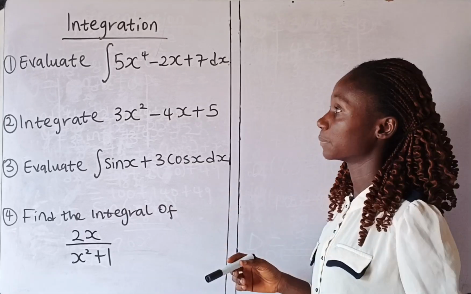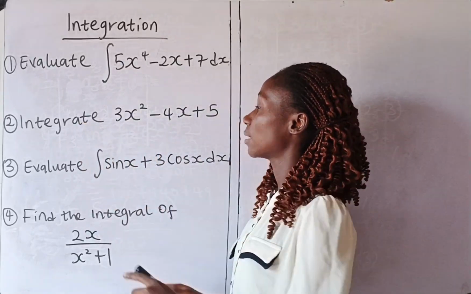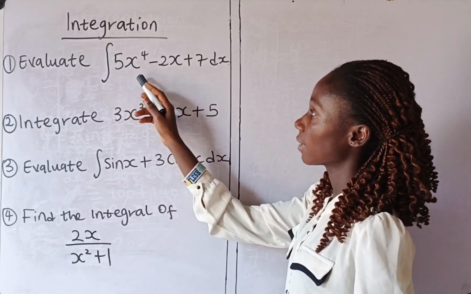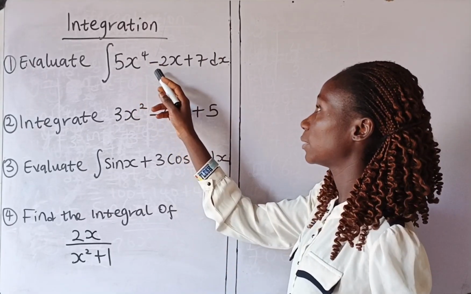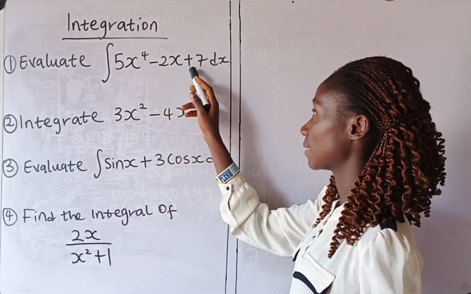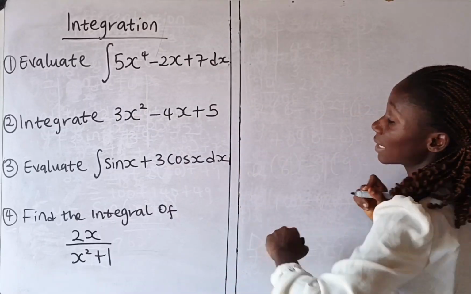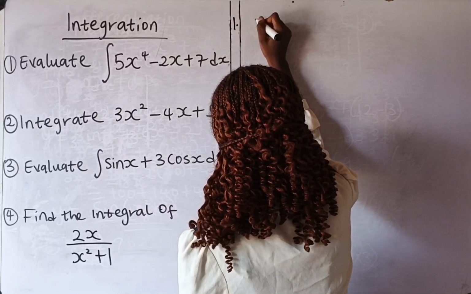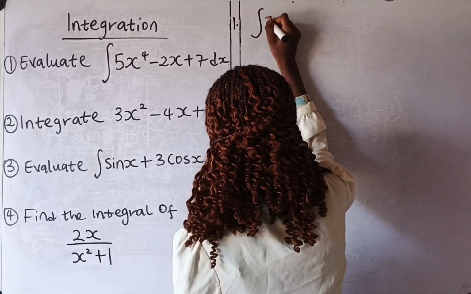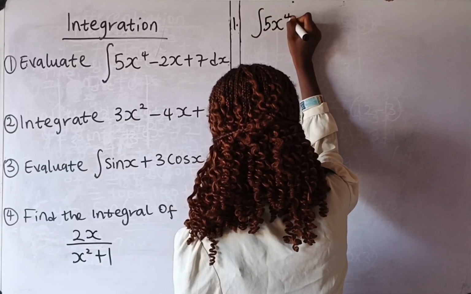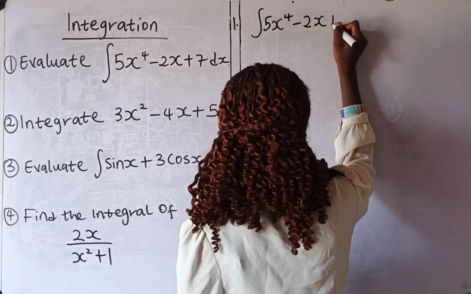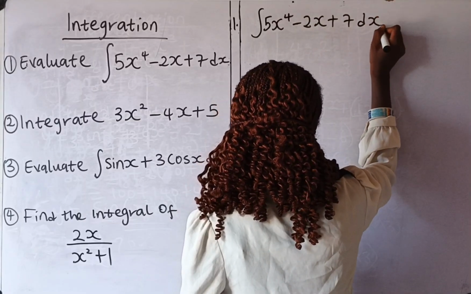Let's take it gradually. Question 1. Evaluate the integral of 5x raised to the power 4 minus 2x plus 7 dx. So let's just write out the question here. Integral of 5x raised to the power 4 minus 2x plus 7 dx.